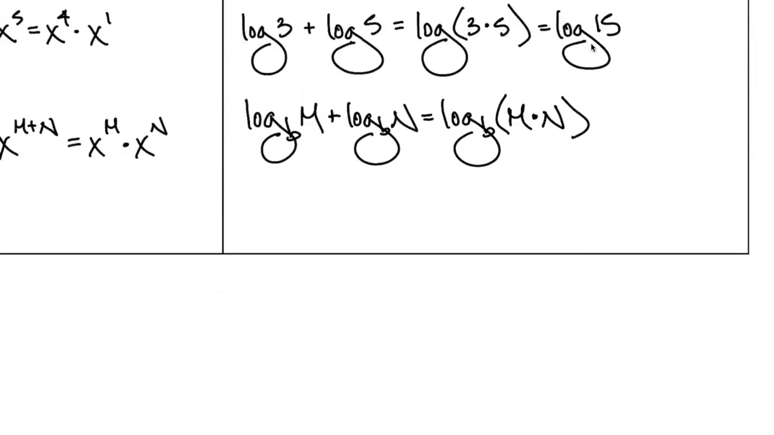Again, I think it's important for us to consider the other direction. What if I had this log base b of m times n? How could I write that? Log base b of m plus log base b of n.